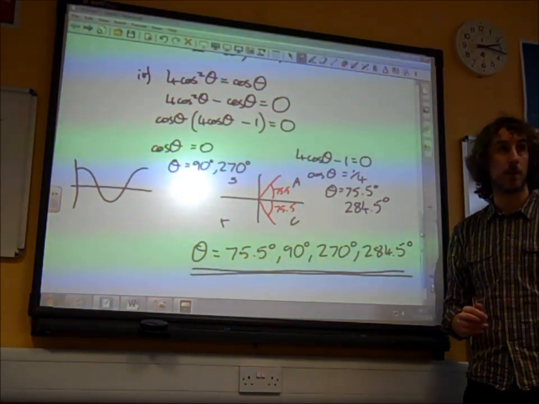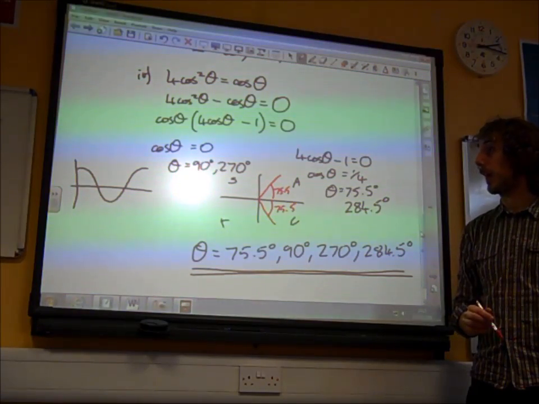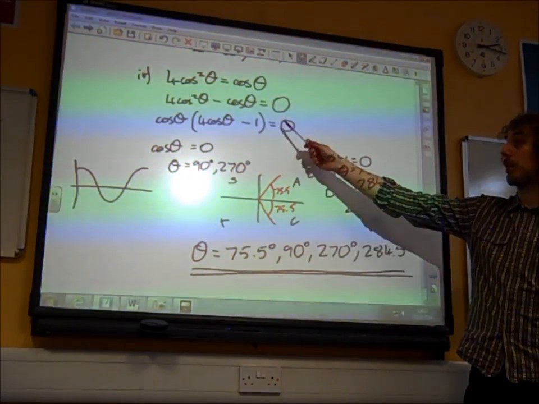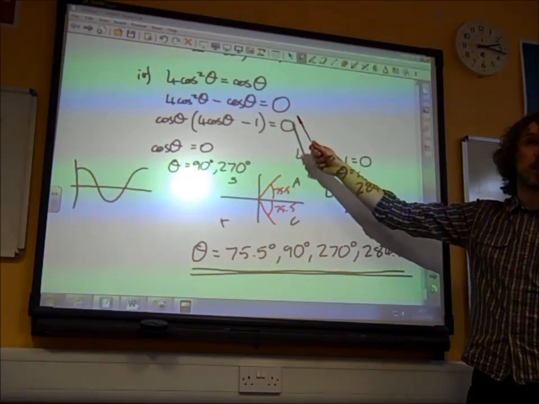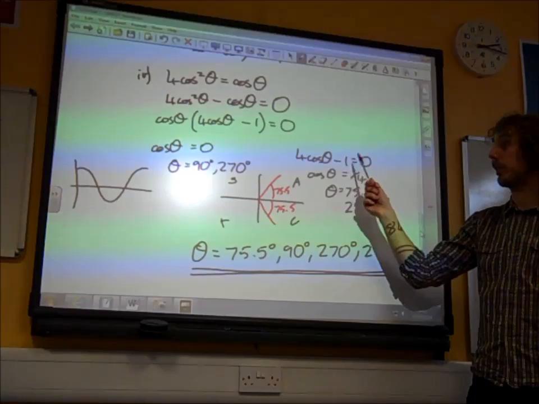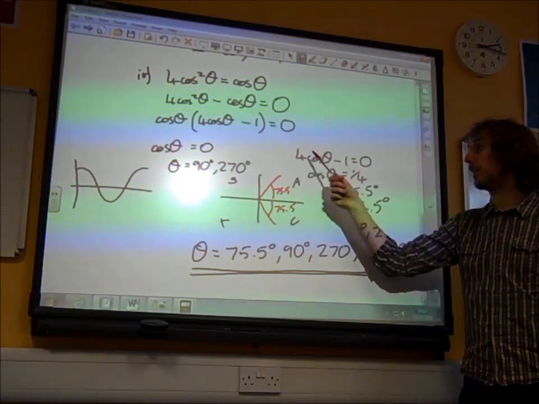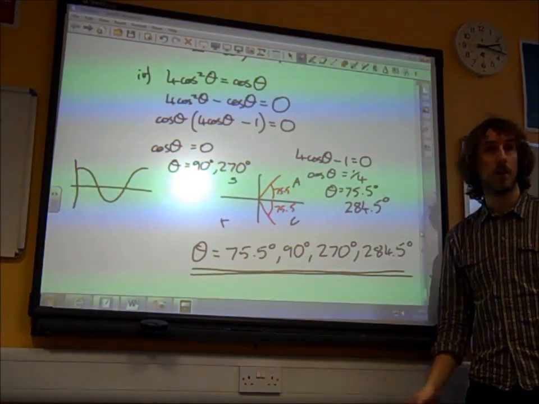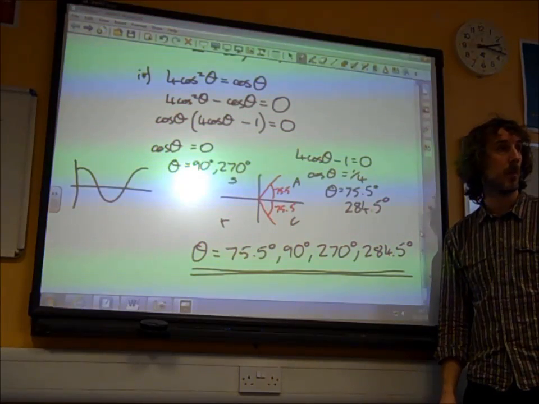Great. That was 4 marks at the end of that. If you get to this factorised quadratic, that's 1, and then another 2 for recognising that these are the 2 equations you're solving, and then 2 for the solutions at the end. Okay?